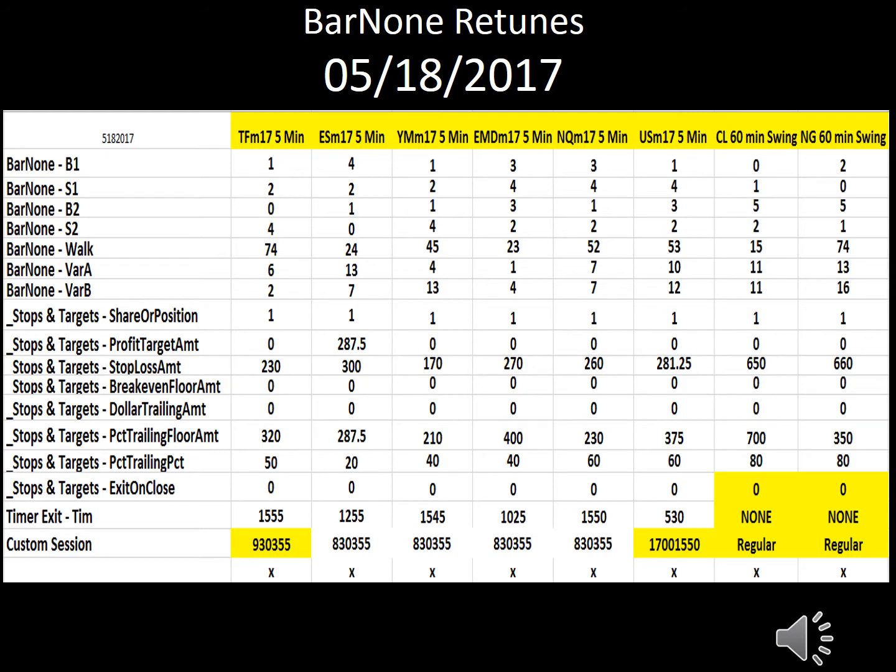Last one, this is the bar none, and I also added there for those of you who like to look at the swing systems. You can see crude oil 60-minute swing system and the natural gas 60-minute swing system using bar none. And the way you do that is you just turn off the timer exit and turn off the exit at end of day.